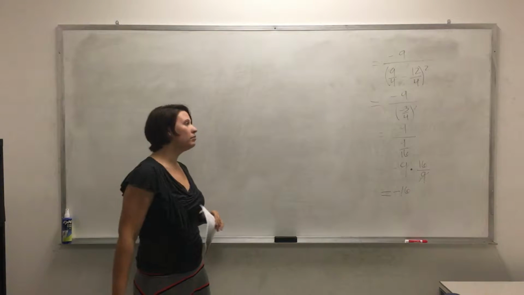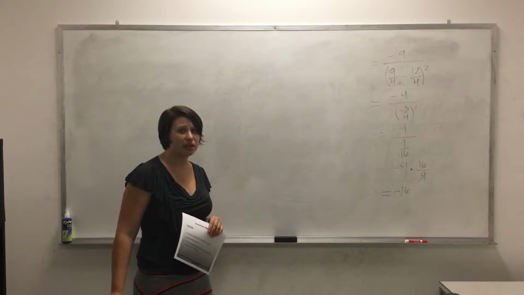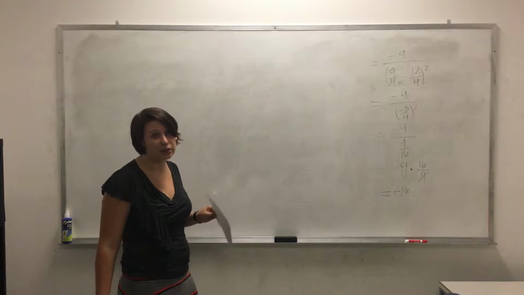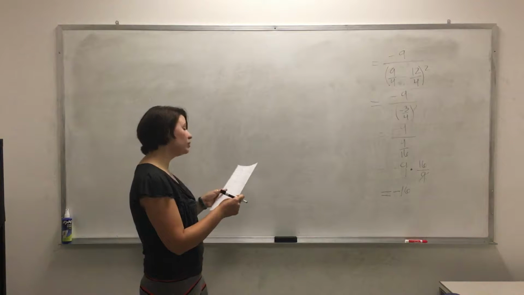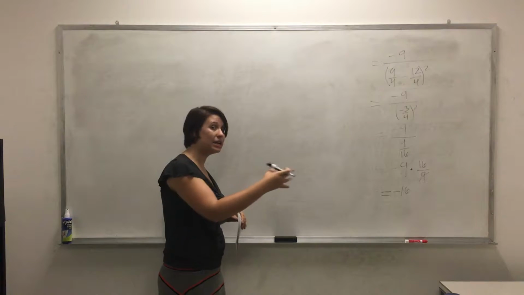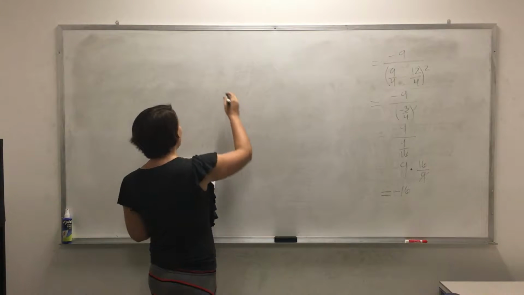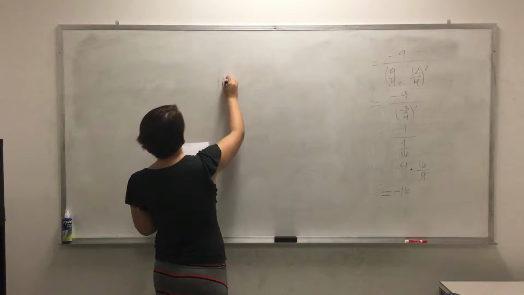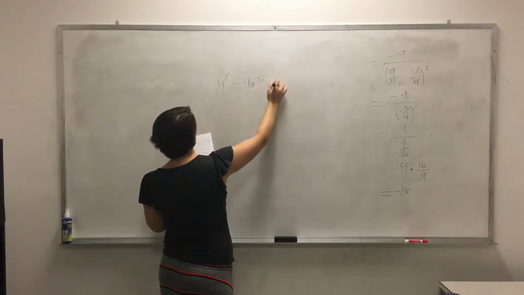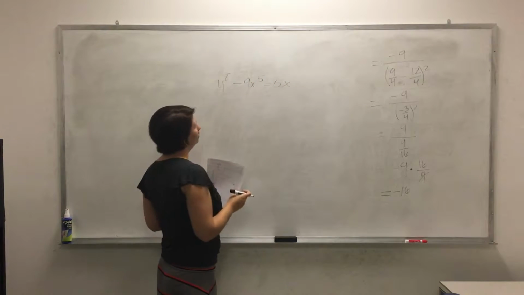So then we can move on to the next section. That will be implicit differentiation and related rates. So implicit is when we have y involved, right? It's not just y equals anymore. We could have problems like y to the 8th minus 9x to the 5th equals 5x.